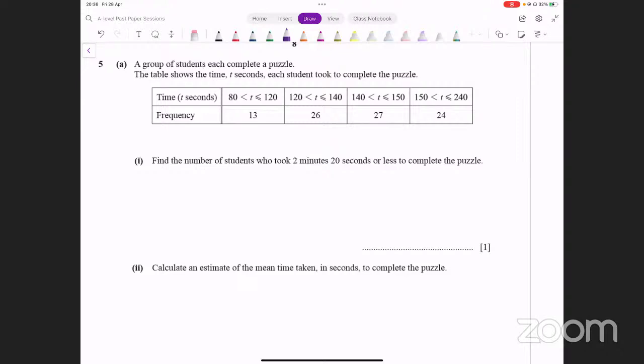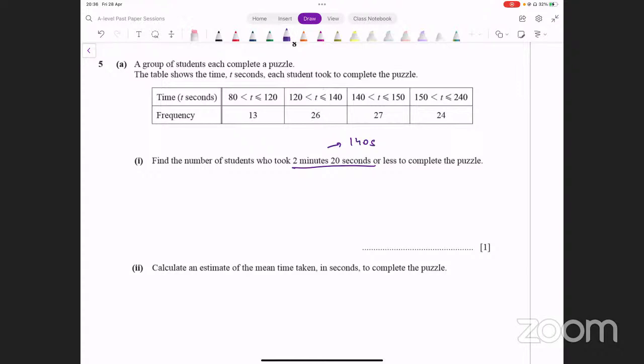Okay, अब देखिए ऊपर जो टाइम दिया हुआ है ना उसने सेकंड्स में दिया हुआ है. 2 minutes 20 seconds का क्या मतलब है, 2 minutes is 120 seconds, 120 plus 20 that's 140 seconds. उसने कहा नंबर ऑफ स्टूडेंट्स आपने फाइंड करने हैं जिन्होंने 140 सेकंड से कम टाइम स्पेंड किया. अब देखिए ये टेबल को कैसे आपने समझना है. There were 13 students who took between 80 and 120 seconds. There were 26 students who took between 120 and 140 and so on.